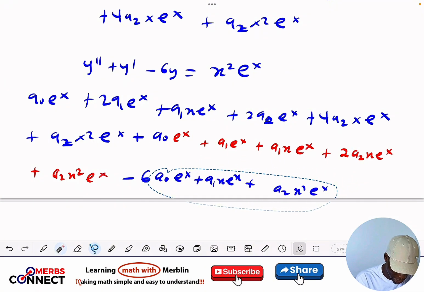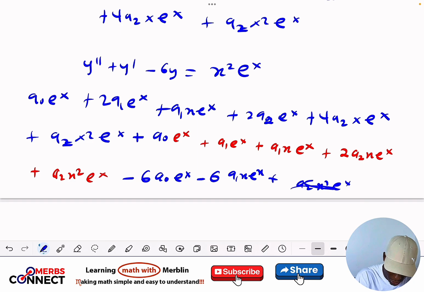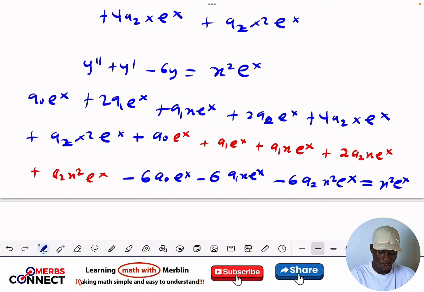So now don't forget I'm multiplying through by minus 6. So I'll just move this one a little bit and have this one be minus 6 attached to it. And then this one too is going to be minus 6 a2 x squared e to the power x, which is equal to the function x squared e to the power x. So what we are going to do is group all like terms, the ones with x e^x, x squared e^x, and constant with e^x. And then we just focus on that.